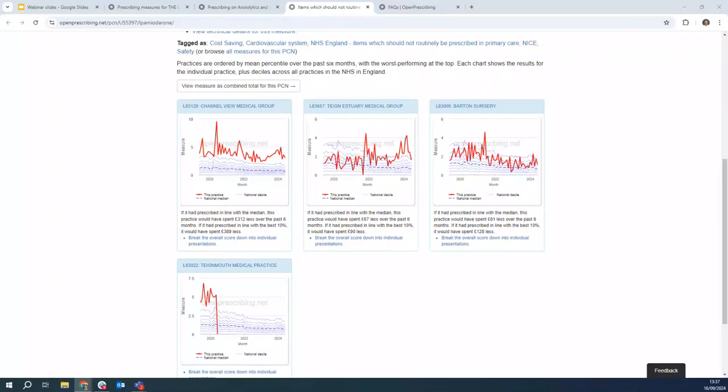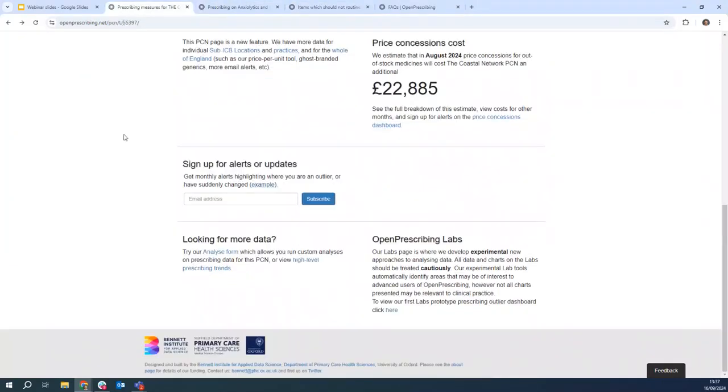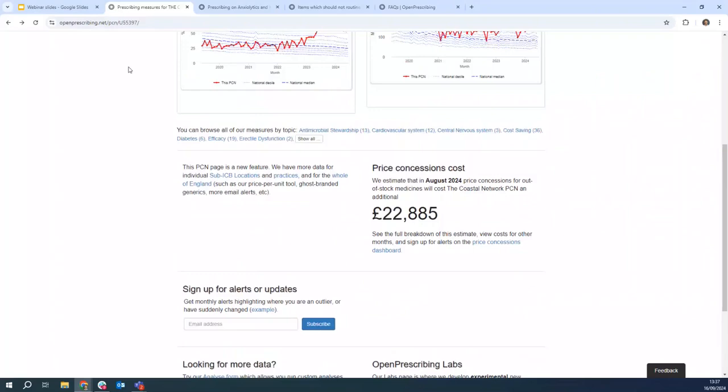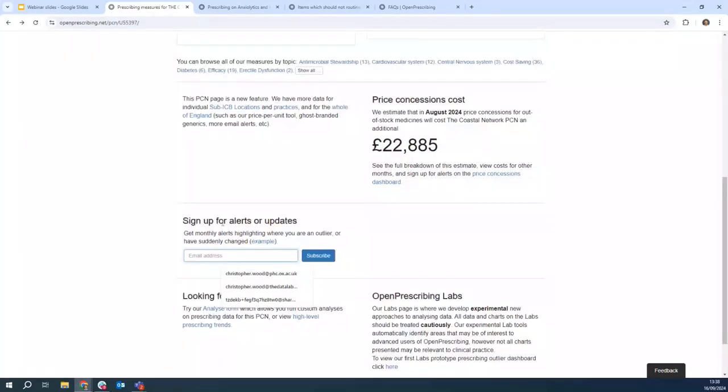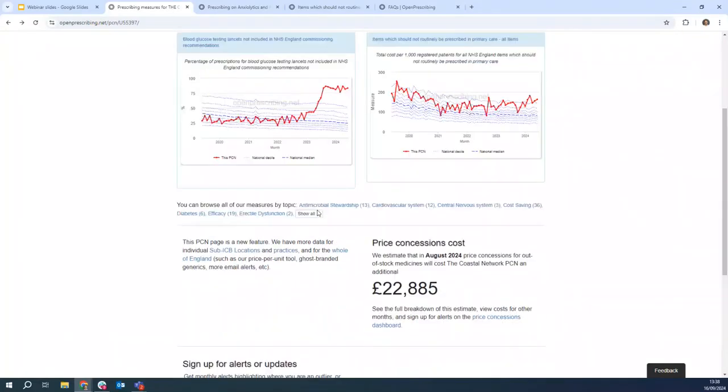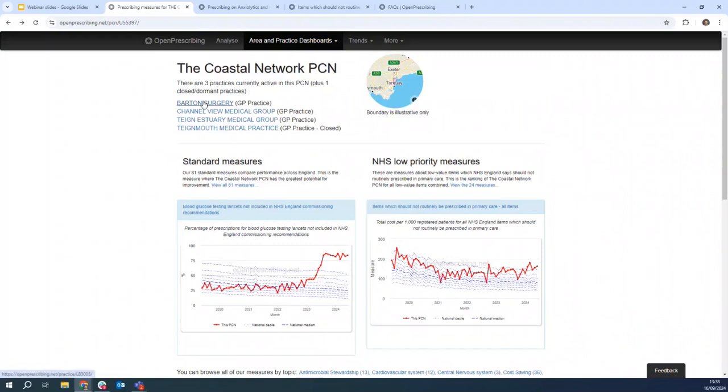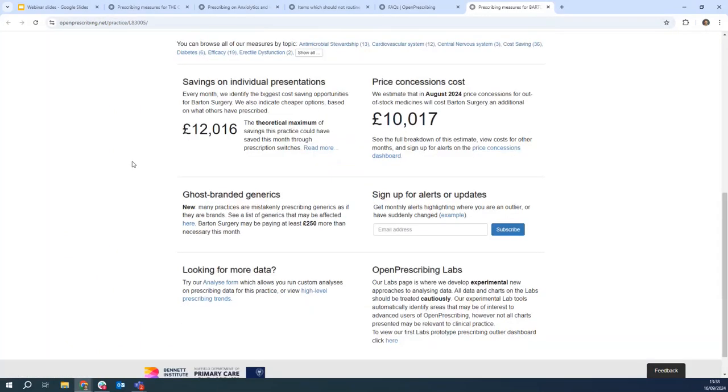There's like a blog on how to subscribe to these, but you can do it at different levels if you want. So here we're on the PCN page, so you can put in your email address here, and you will subscribe to an alert for this PCN. If you wanted to say just have a look at your own individual GP practice, you would just pick the GP practice, Barton Surgery here, for example. And again, it's the same box. If you put your email address in here, then that will sign you up just to get email alerts just for your individual practice. So it might be you want a practice, it might be you want PCN, it might be you want both. You can sign up for as many as you want.